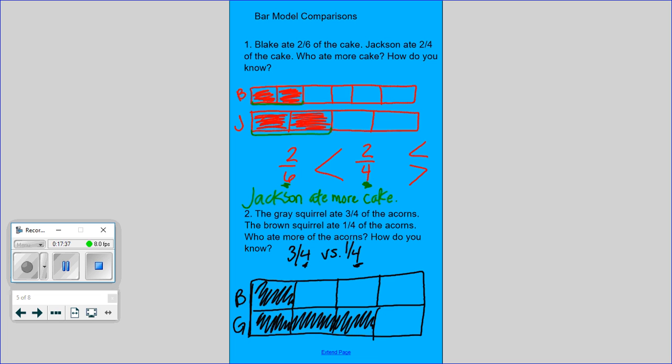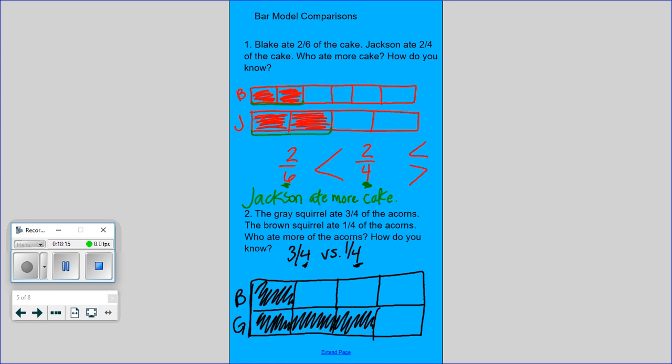Turn around, Aiden. This is not the only strategy. Bar models are my favorite because they're big and you can see them pretty easily, but it is not the only strategy. Just like we can represent a fraction with a bar model or a circle, circles would be awful, or a number line, we can compare fractions also on a number line.